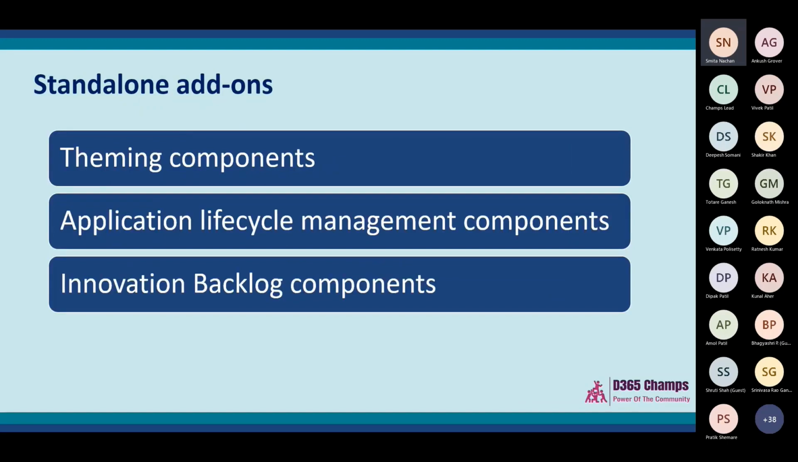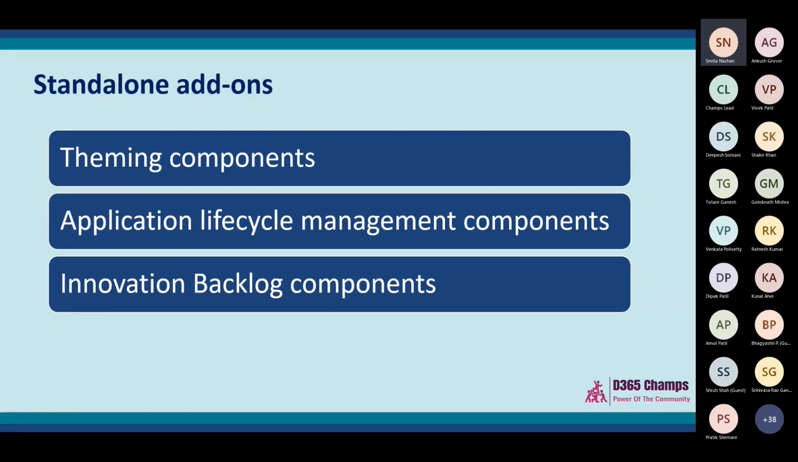So the next one is the standalone add-ons. It contains these theming components, application lifecycle management components, and innovation backlog components. The theming components are a frequent ask from the organization, in which makers create canvas apps, with the ability to apply a theme, specifically the ability to create apps that match the organizational brand. The assets in this solution will help you to create, manage, and share the themes. So the theming component solution contains the assets that are relevant to the makers and the designer.